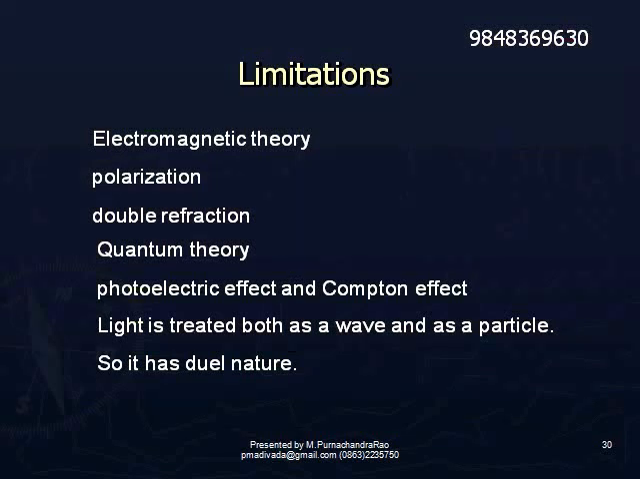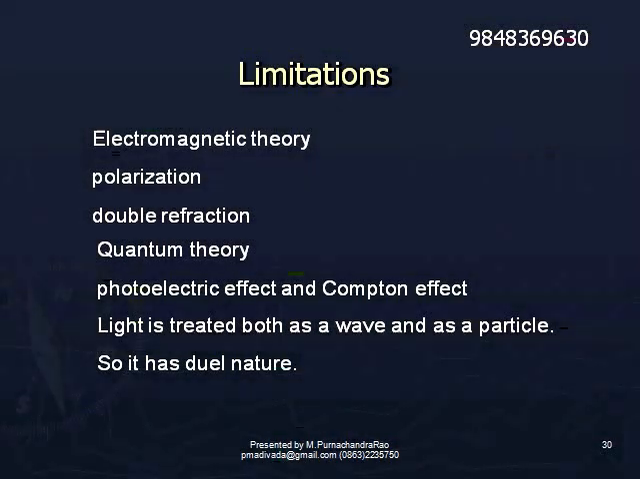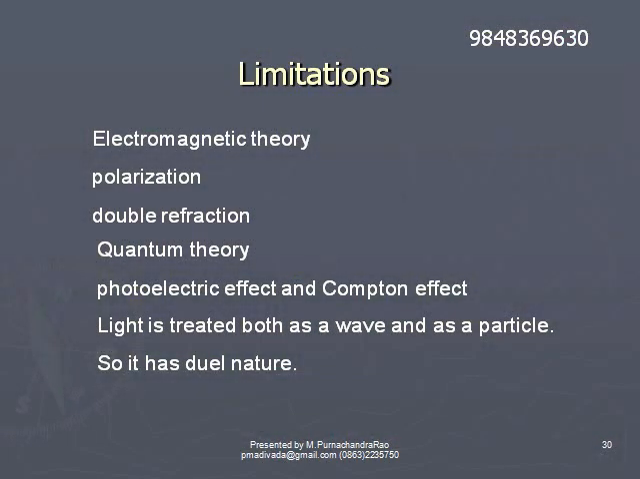By combining all these theories, finally we conclude that light is treated both as a wave and as a particle. For explaining certain phenomena, we take light to be composed of waves, and for explaining some other phenomena like photoelectric effect and Compton effect, we treat light as photons, particles. So we say it has got dual nature, both wave nature as well as particle nature.